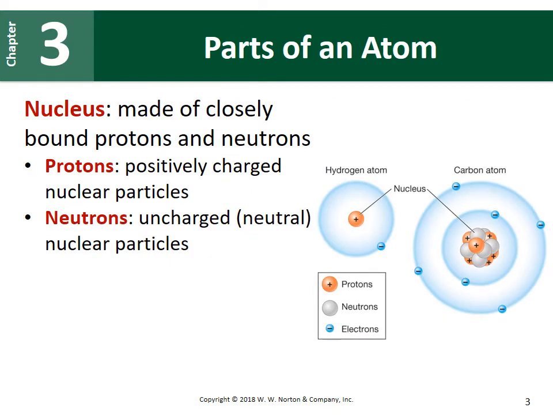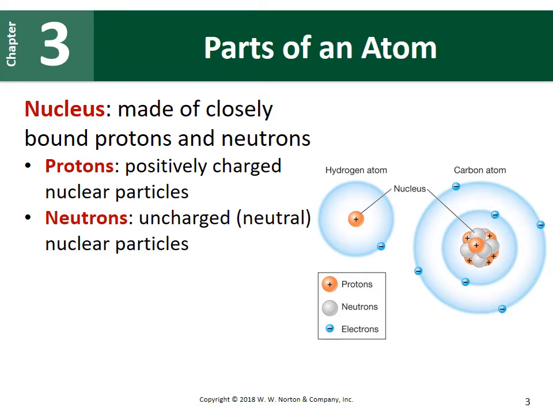These atoms are made up of parts called subatomic particles. And an atom has a nucleus, which is the middle of the atom. And this is made up of protons and neutrons. So in this image, we have a hydrogen atom and we also have a carbon atom. So we'll be looking at those two.